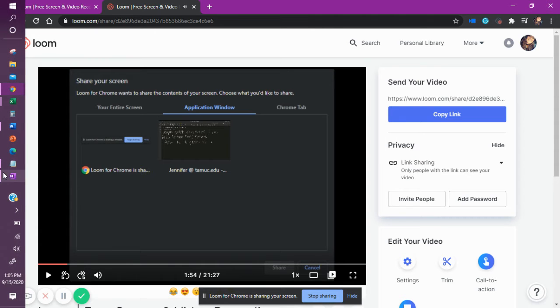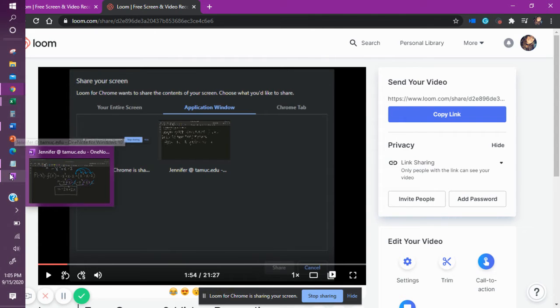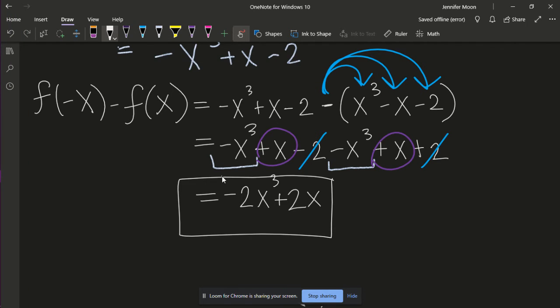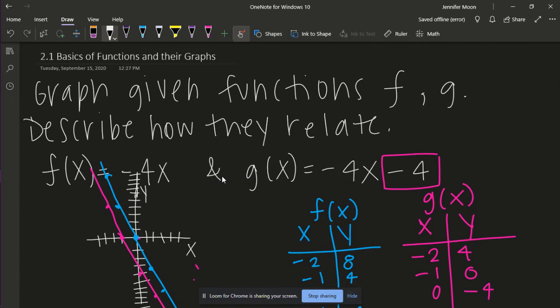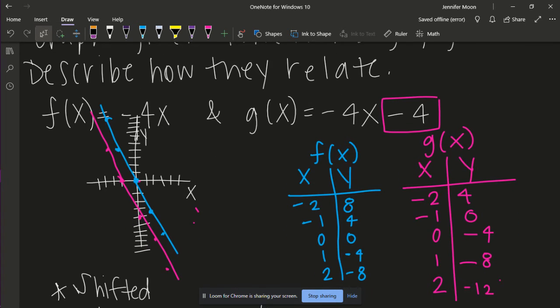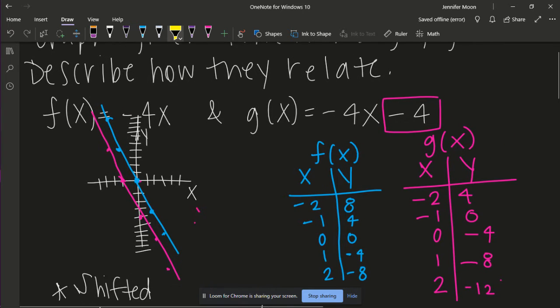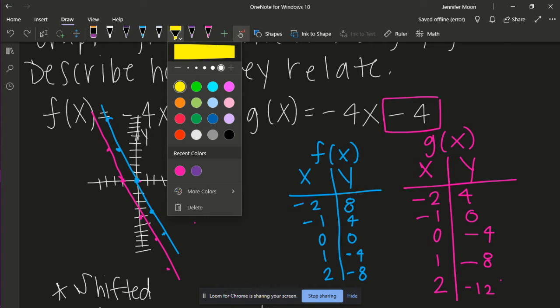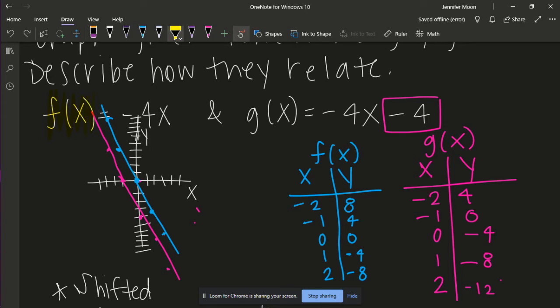So what I'm going to do is talk about the video I just did, if that makes any sense. Here it is. So what we have is: graph given functions f and g, describe how they relate. I was given this f function right here, and I was given this g of x function right here.